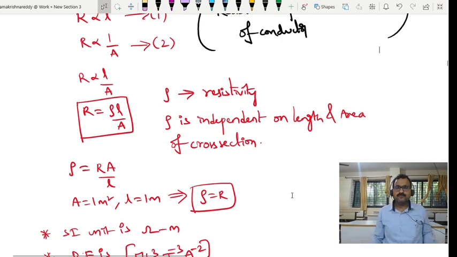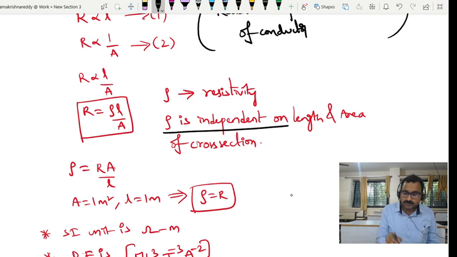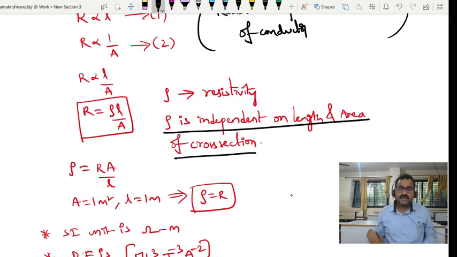What is rho? Resistivity. Rho is like a constant only. Another important point: rho is independent of the length and area of cross section of the conductor. So clearly write the equation: R equals rho L by A. It is like a proportionality constant only, independent of length and area of cross section.